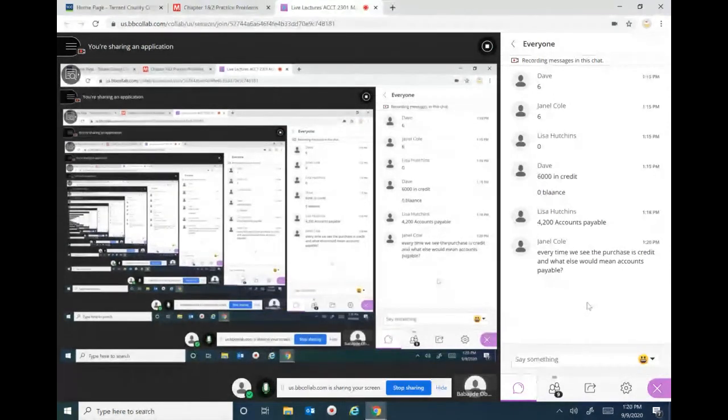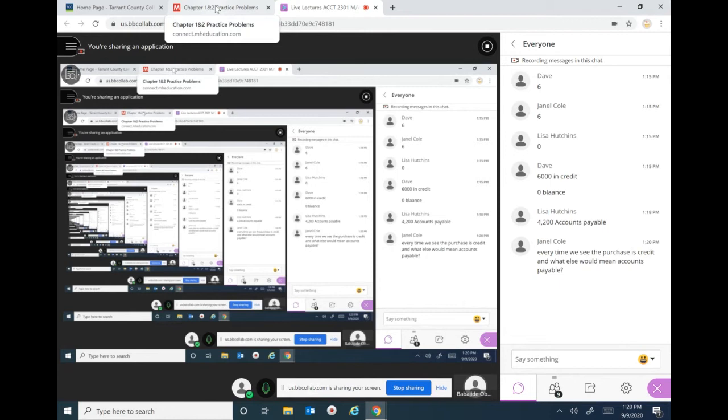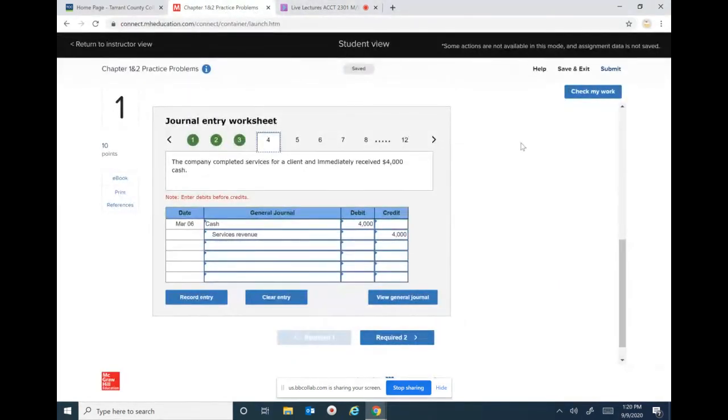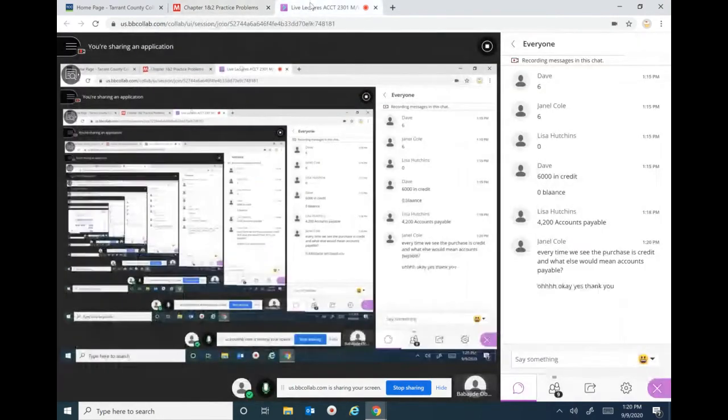Every time we see the purchase on credit, and what else would mean accounts payable? Janelle, every time we see the words purchase on credit or purchase on account, so the company is buying something from a vendor and they're not paying cash, they're paying on account or on credit, that would be an accounts payable. Does that help? If you have any other questions, please ask. This is the best time to get clarification.